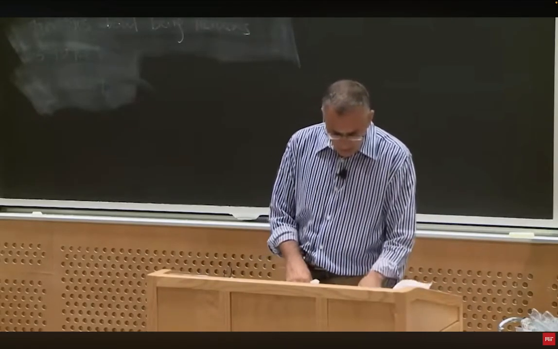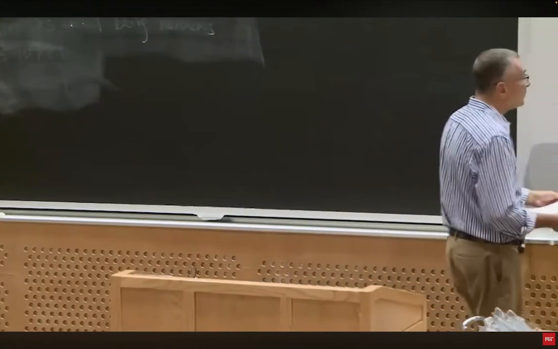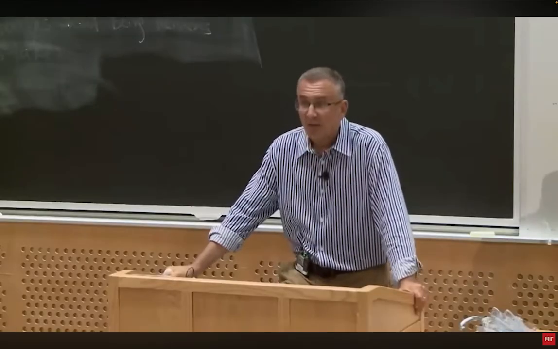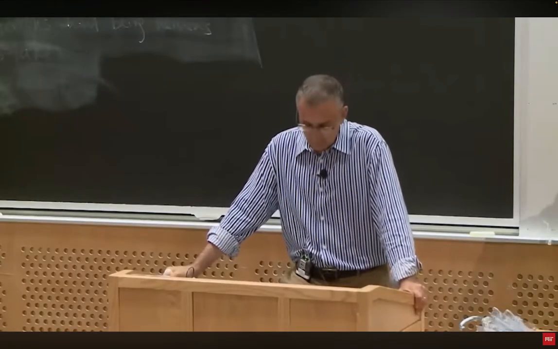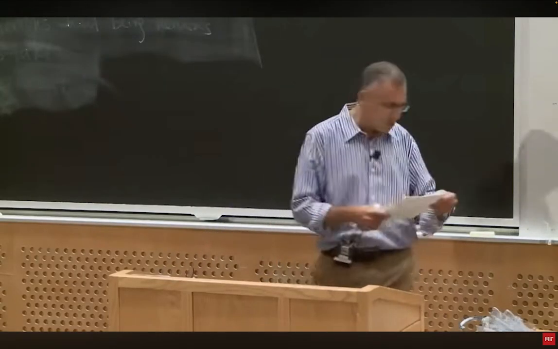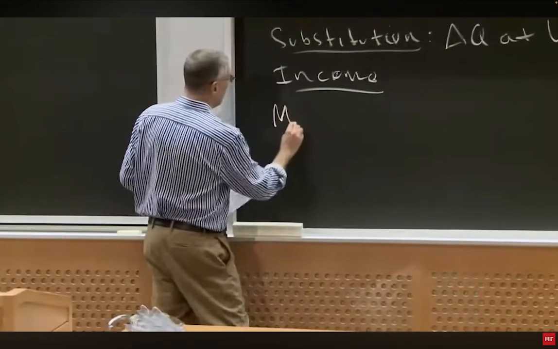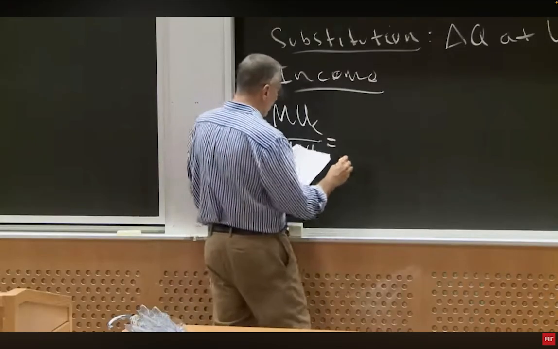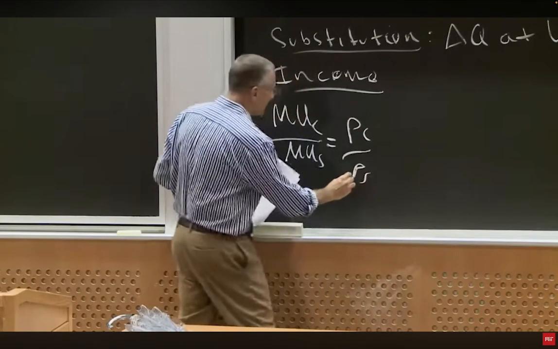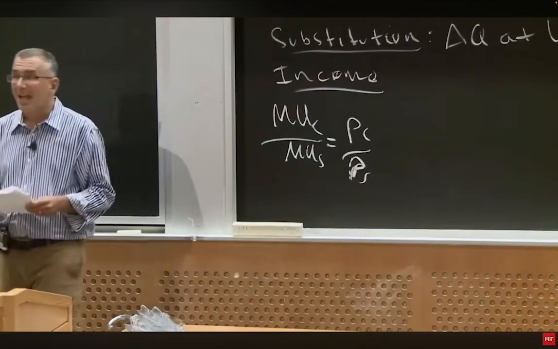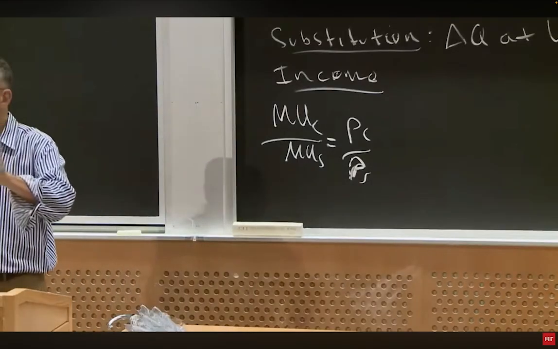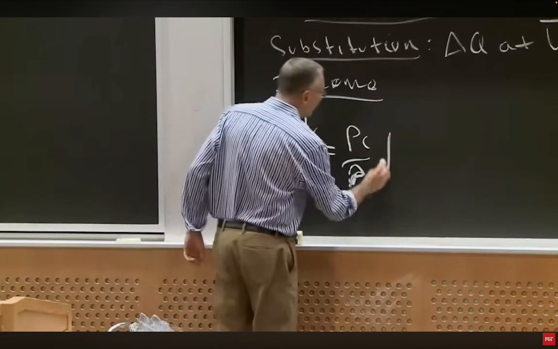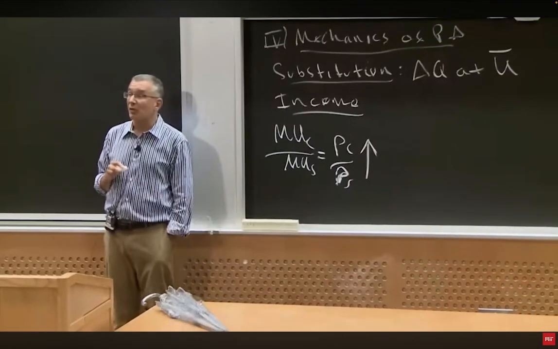Mathematically, think of this in 5 steps. Step 1, the substitution effect puts you at the tangency of the indifference curve and the new prices. We know at that tangency that MUC over MUS equals PC over PS. I just canceled the negatives. At any tangency, we know those are equal. We know that this has gone up. The price of cookies has gone up relative to pizza slices, right?